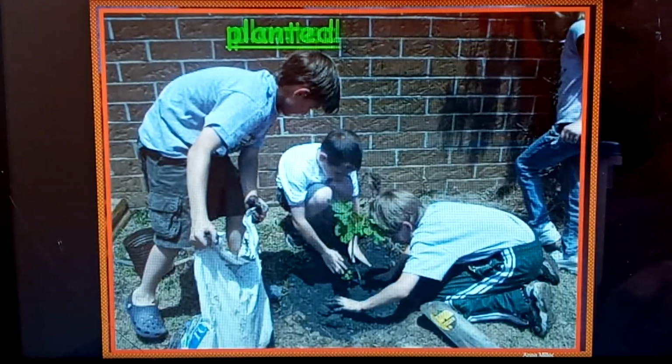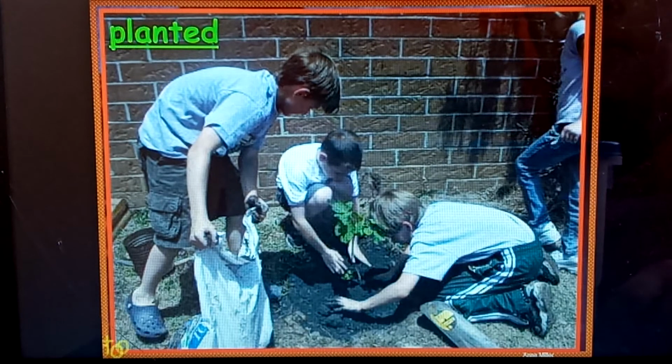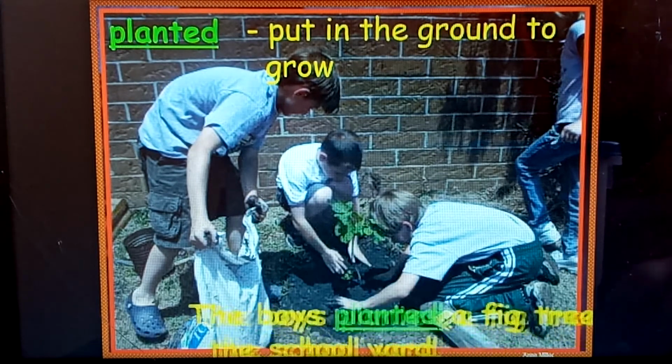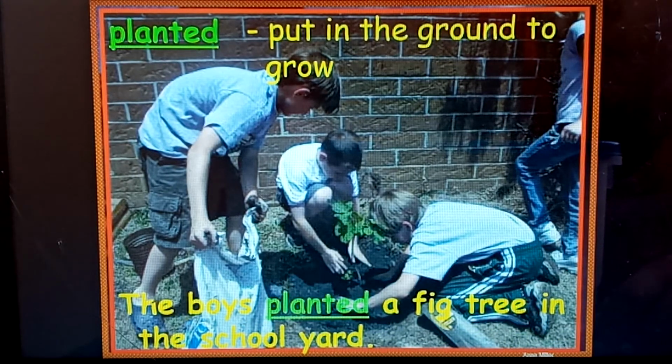The next word's an easy one, and it's planted. It's still the past of plant. So it means put in the ground to grow. It's very clear in the picture. The kids are planting. It's the same idea. So the boys there planted a fig tree in the schoolyard. Do you remember you did that last year? All the school was involved in that planting project. Yeah, it was very nice. A nice activity. Always good for the environment. Help planting plants.